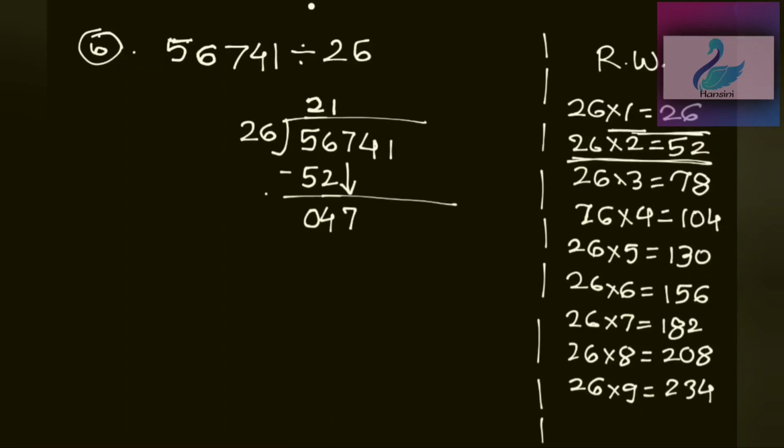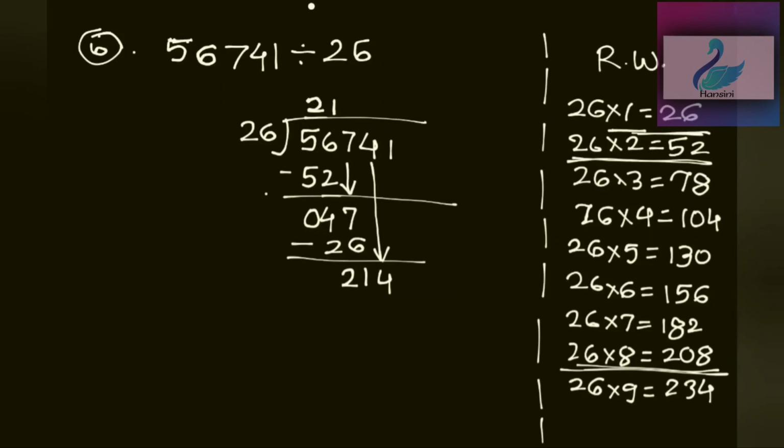Now I will search for 47, but 52 is greater than 47. So I will subtract it by 26. So 26 ones are 26. 1 in the quotient's place and subtract 47 by 26. So I get the answer as 21. Now I will carry down 4. So you will get the place value as 214. Now search for 214 in the 26 table.